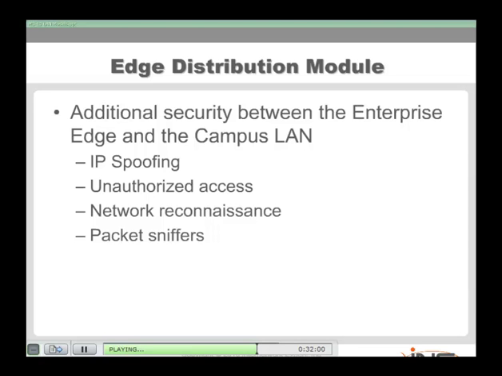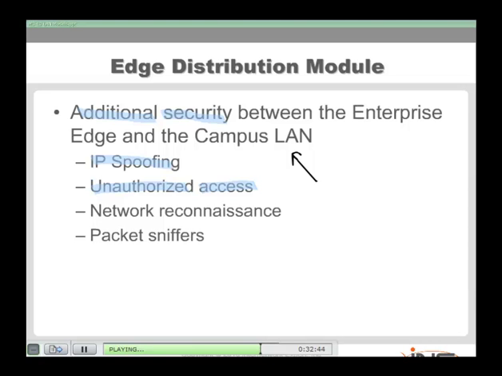Something else that's beautiful about this edge distribution module is it's a perfect place to add additional layers of security between the outside world beyond the enterprise edge and our very, very important campus LAN. The additional security that we add here in the enterprise edge can guard against IP and MAC address spoofing attacks. Oftentimes, IP address and MAC spoofing are an attempt to gain unauthorized access to LAN resources.